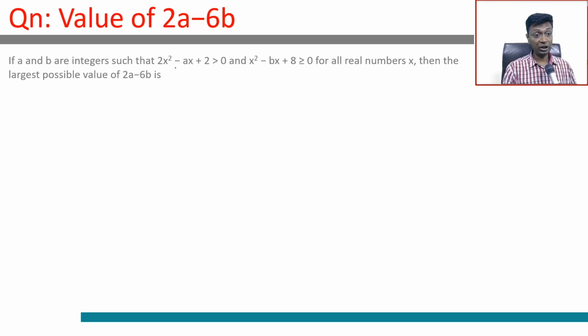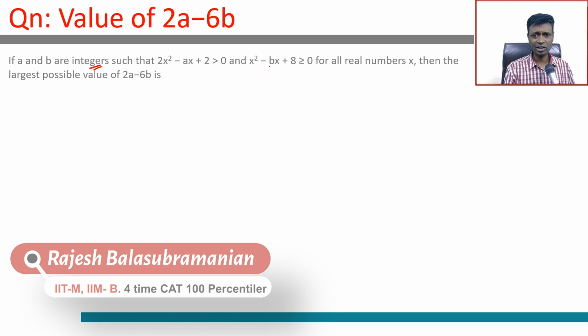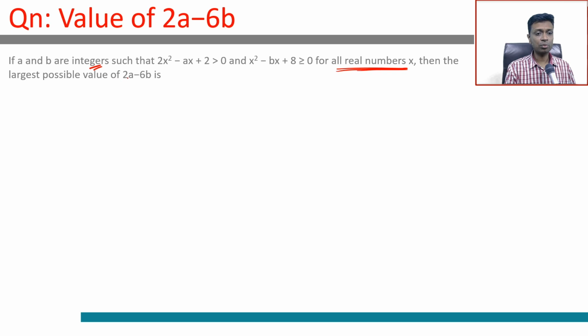If a and b are integers such that 2x² - ax + 2 is greater than 0 and x² - bx + 8 is greater than or equal to 0 for all real numbers x, very vital point, is always greater than 0, then find the largest possible value of 2a - 6b. It's a complicated sounding question. I'm going to do this by a wonderful method called completion of squares.